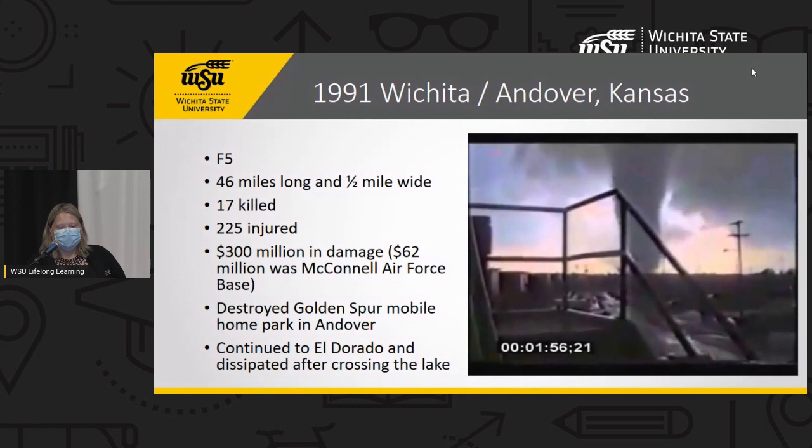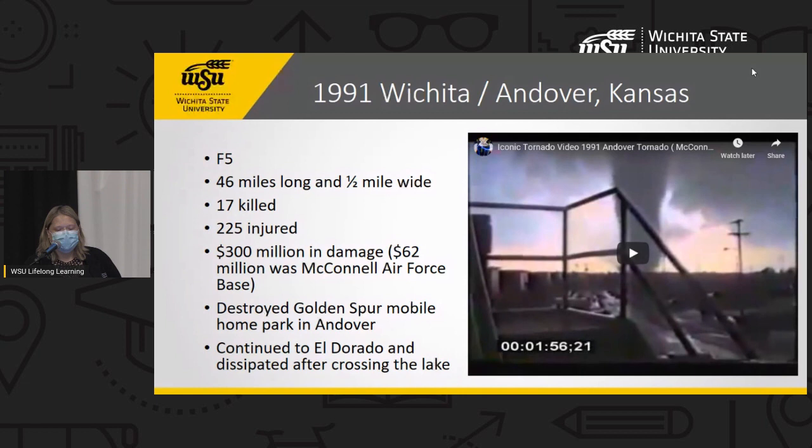Then there was a very, very strong F5 tornado that occurred in 1991 in Wichita and Andover. It traveled 46 miles. It was a half mile wide. It killed 17 people and injured 225. It caused $300 million in damage, and 62 of that was at McConnell Air Force Base. It destroyed some housing, the hospital, and a school.